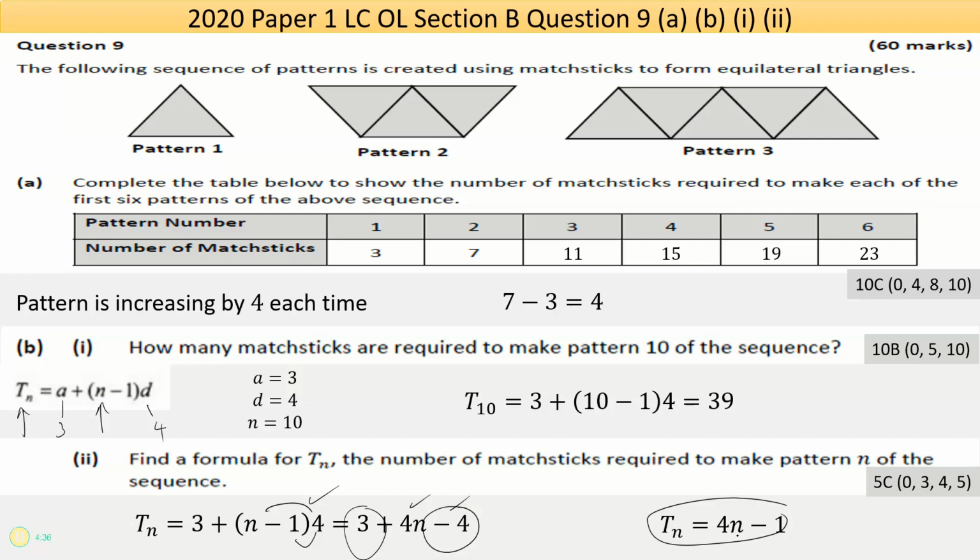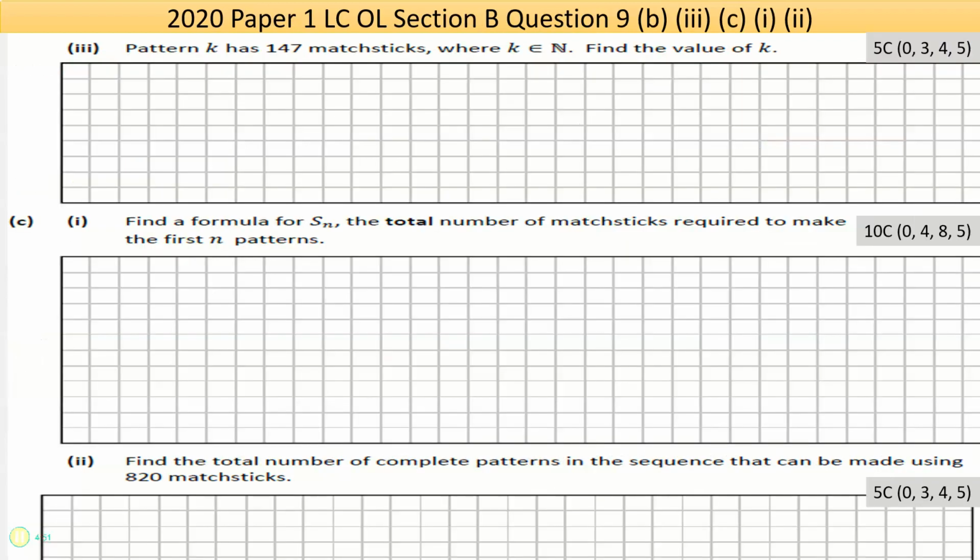If I know n, if I test it, what was t of 10? t of n is equal to 4 times 10, take away 1. 4 times 10 is 40, take 1 is 39. So it agrees with what we got in part 1, because it's right.